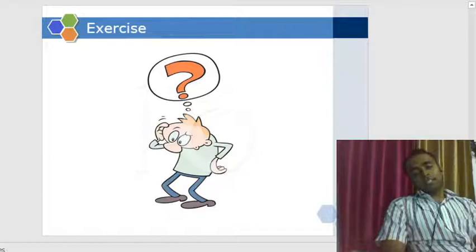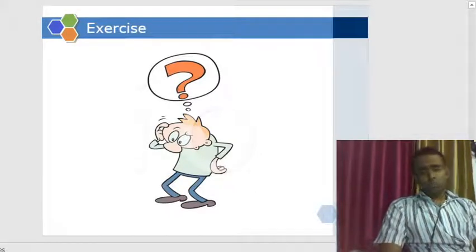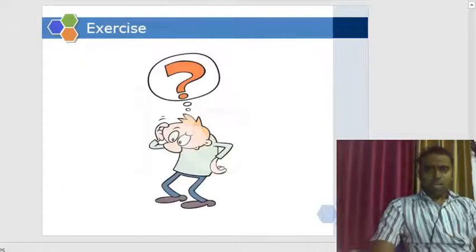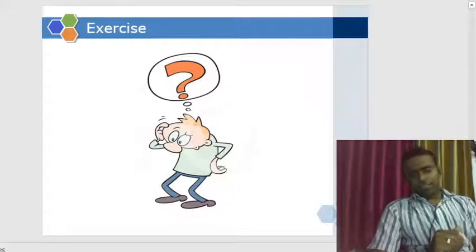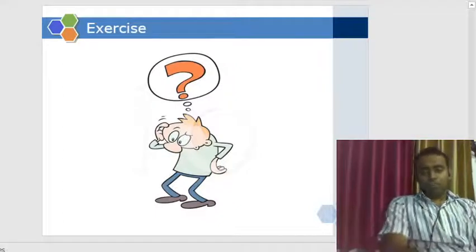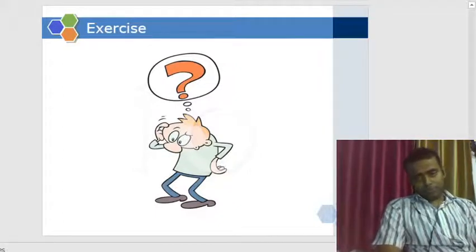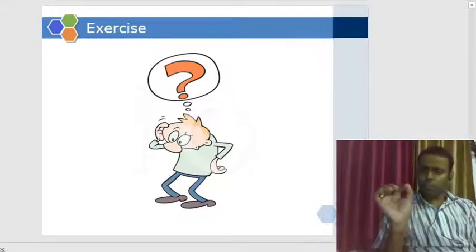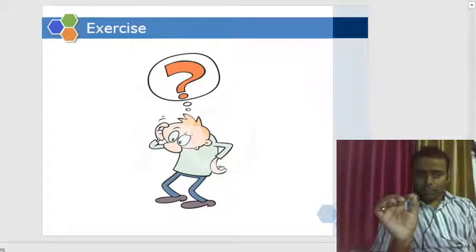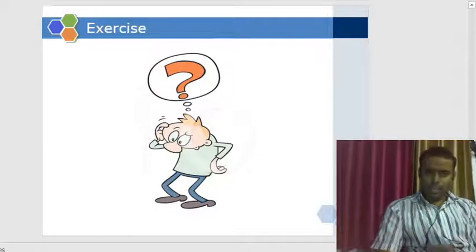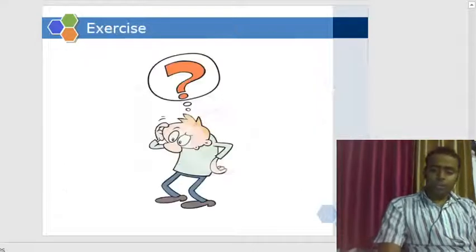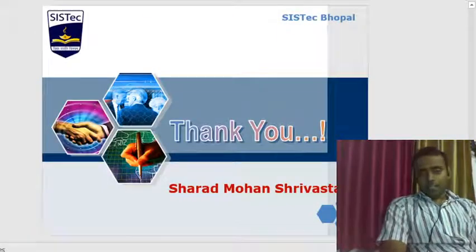So in the exercise part, you just do the mathematical calculation of what I had discussed. So for today, that will be the exercise. That is the only thing which I'm expecting from this video and from you people. The only thing you have to work out is the mathematical part of boundary conditions between two perfect dielectrics. I've already given the results. If not, you can note them down. Okay, that will be the exercise part.